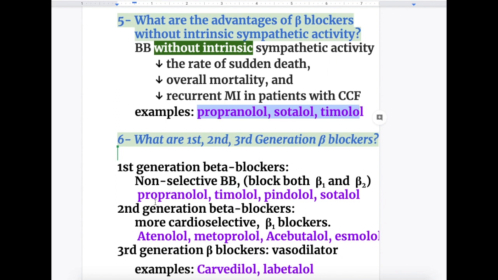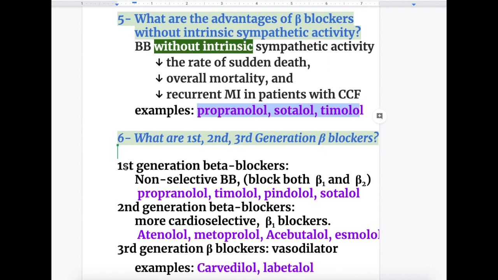Question number six. What are the first, second, and third generation beta blockers? We already did it briefly. First generation are non-selective beta 1 and beta 2 blockers. Second generation are cardioselective beta blockers, and third generation are alpha and beta both blockers, vasodilators. Examples are carvedilol and labetalol.